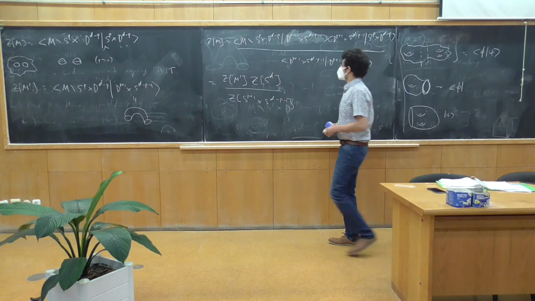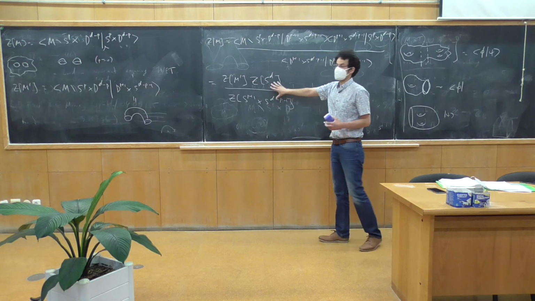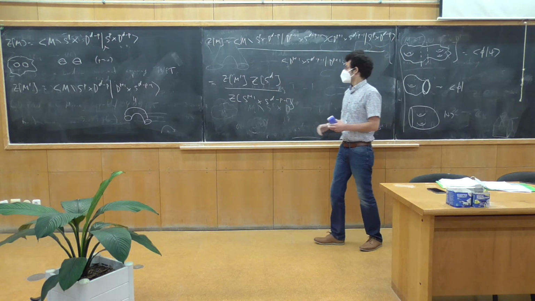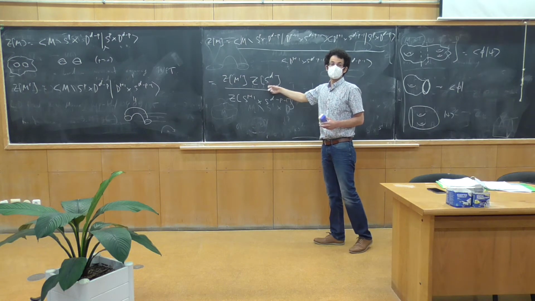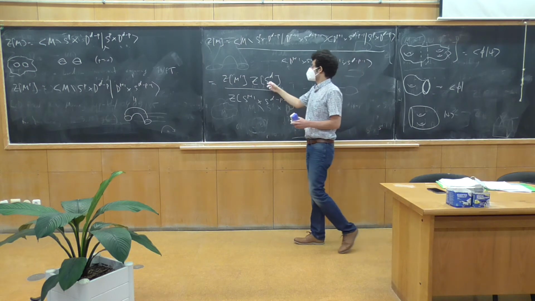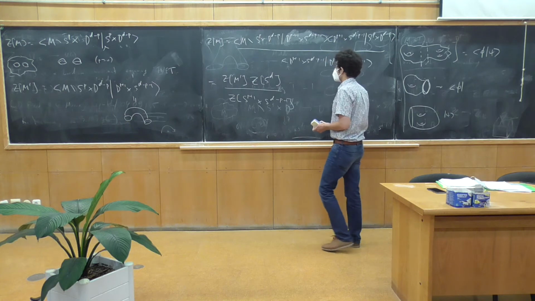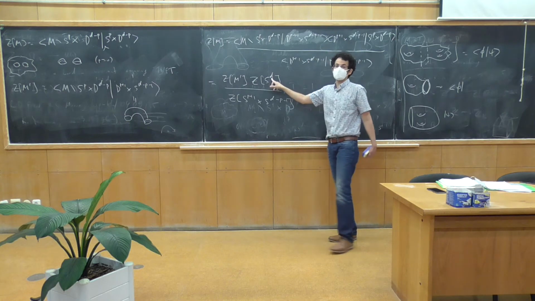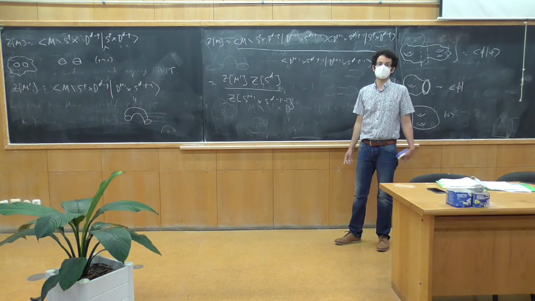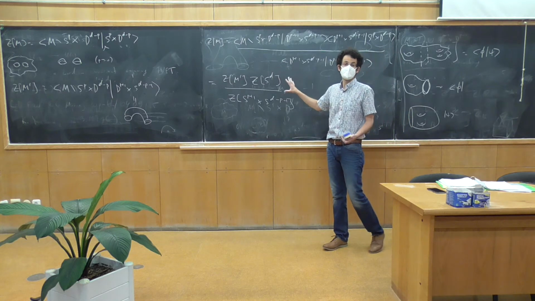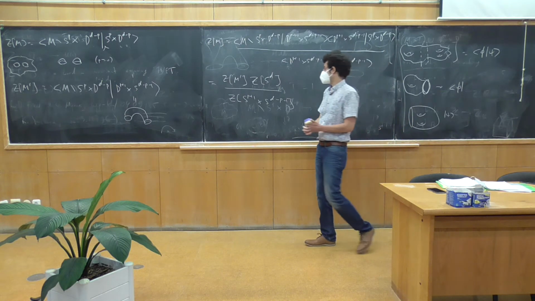Now, it turns out that these factors essentially end up being 1. So let's begin with the partition function of a d-dimensional sphere. We can show that if d is odd, this partition function is actually equal to 1 using the same cutting and gluing argument.